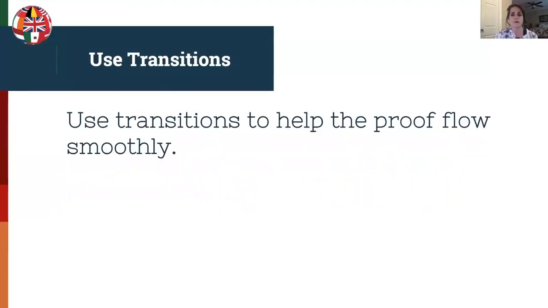So now I'm going to go over just some basic tips and principles and techniques to use during the writing. The first one is to use transitions. Transitions help the proof flow smoothly, and it lets the reader know what's coming next. They could be one or two sentences, or even just one word.